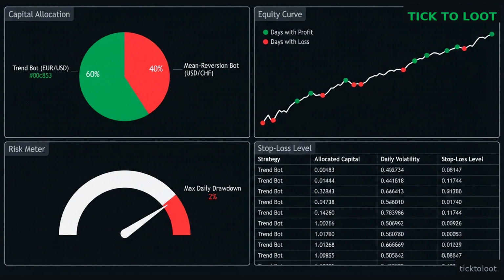Finally, the table at the bottom right lists each strategy's allocated capital, its typical daily volatility, how much its equity swings, and the individual stop-loss level we set for each bot. For example, the trend bot might have a stop-loss of 1.5% of its allocated capital, while the mean reversion bot uses 1%, because it trades more frequently.